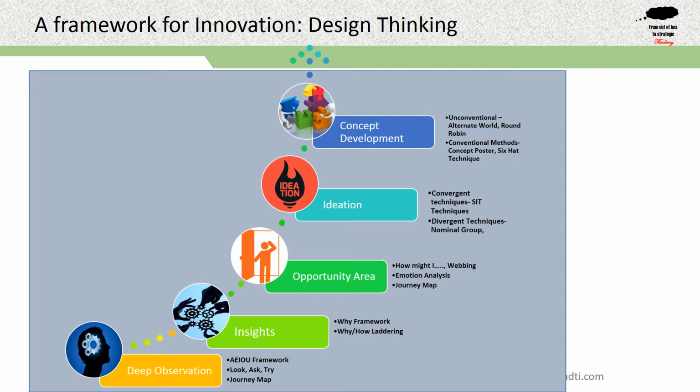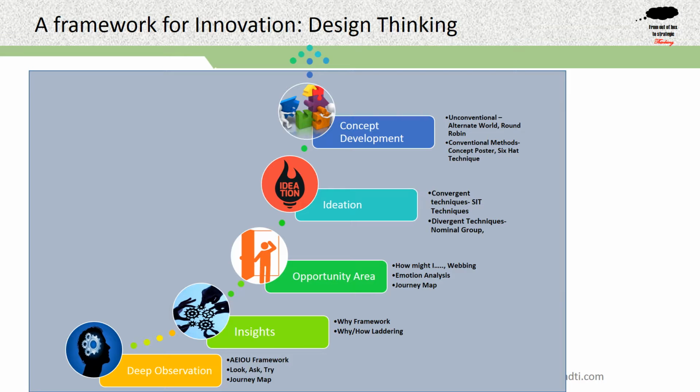Now comes the next stage, we call it ideation. Ideation is again very important, because this is where you find an innovative solution. Once we have an insight, we know the root cause of a problem, then we want to find a solution around it, and this is how we find a solution. Ideation can again be done by two different techniques: one is called the convergent technique, the other one is called the divergent technique.